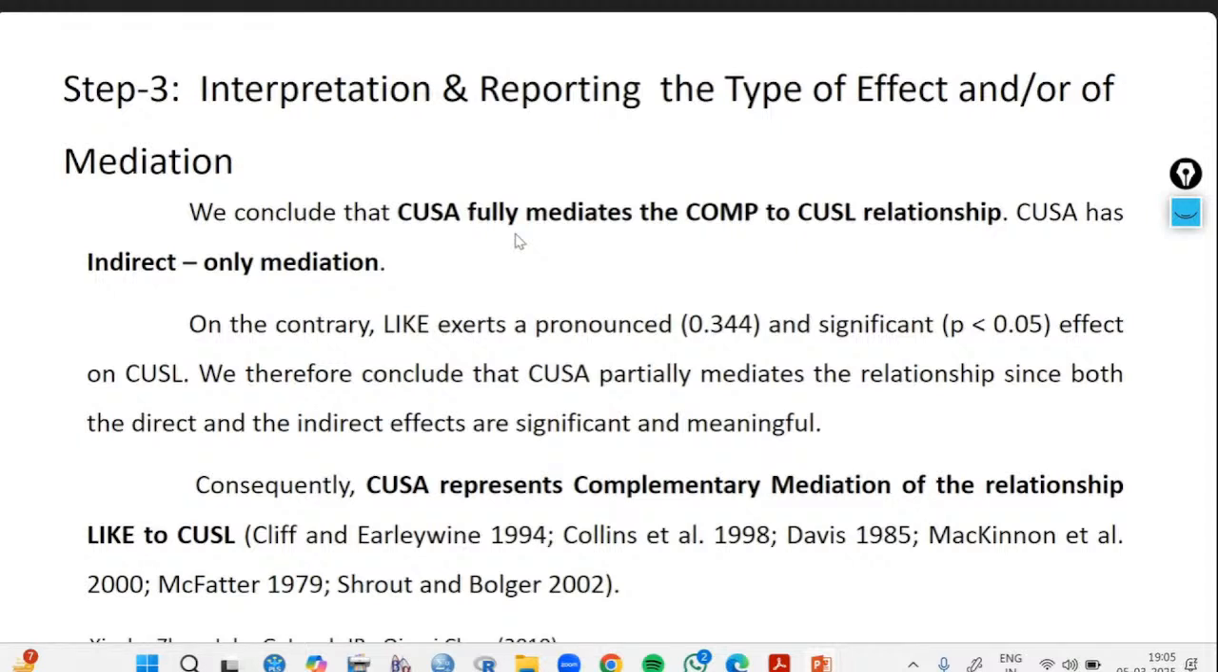This customer satisfaction is fully controlling the relationship between competence and customer loyalty, because the direct relationship of competence and customer loyalty is not significant, so it is fully controlling. On the contrary, likability exerts a pronounced and significant effect on customer loyalty, we therefore conclude that CUSA partially mediates the relationship between likability and customer loyalty. That is why customer satisfaction represents complementary mediation of the relationship between likability and customer loyalty.